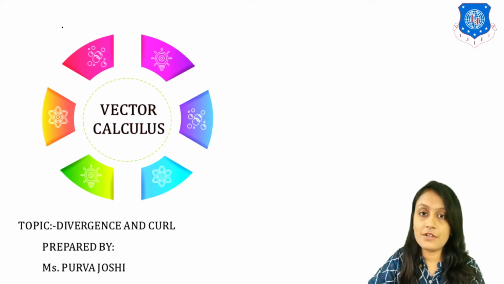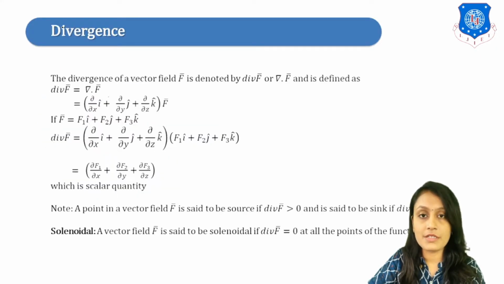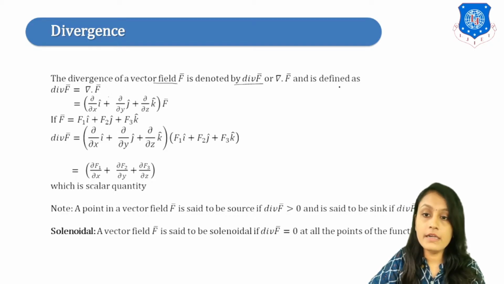Today we are going to discuss a few more topics of vector calculus. So let's begin with the first topic, that is divergence. Now the divergence of a vector field f bar is denoted by div of f bar or del dot f bar, and it is defined as divergence of f bar is equal to del dot f bar.